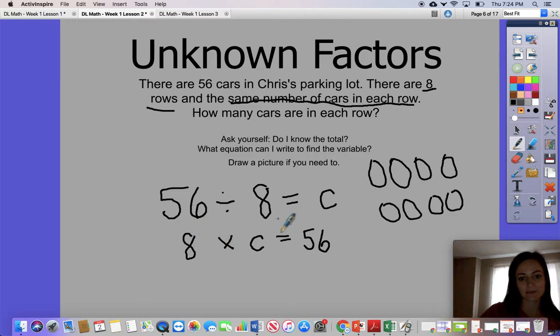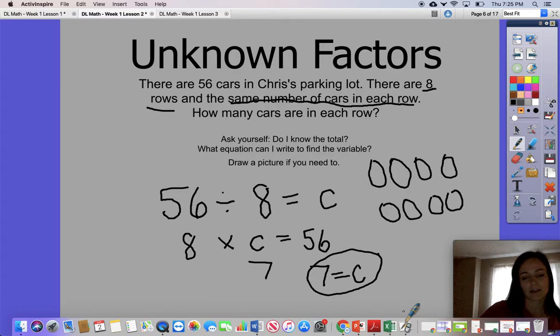8 times something equals 56. What is 8 times? 8 times what? 8 times 7, right? 5, 6, 7, 8, 56 is 7 times 8, right? Remember our rhyme? Okay, so there's 7 cars in each row. Okay? Again, if you get overwhelmed or you are like, I would never be able to figure that out on my own, pause it. You can rewatch it, but we're also going to keep practicing. We're going to do more of these too.